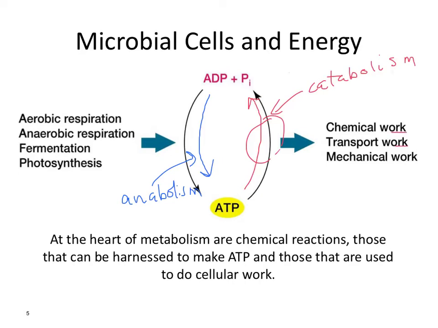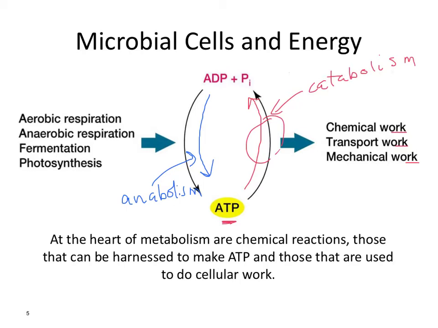So we've got some different kinds of work listed over here. Cells need to do chemical work, transport work, mechanical work, and I'm sure you can think of other categories of work that cells need to do. They have to get the energy to do that from something, and the immediate source of that something is ATP.